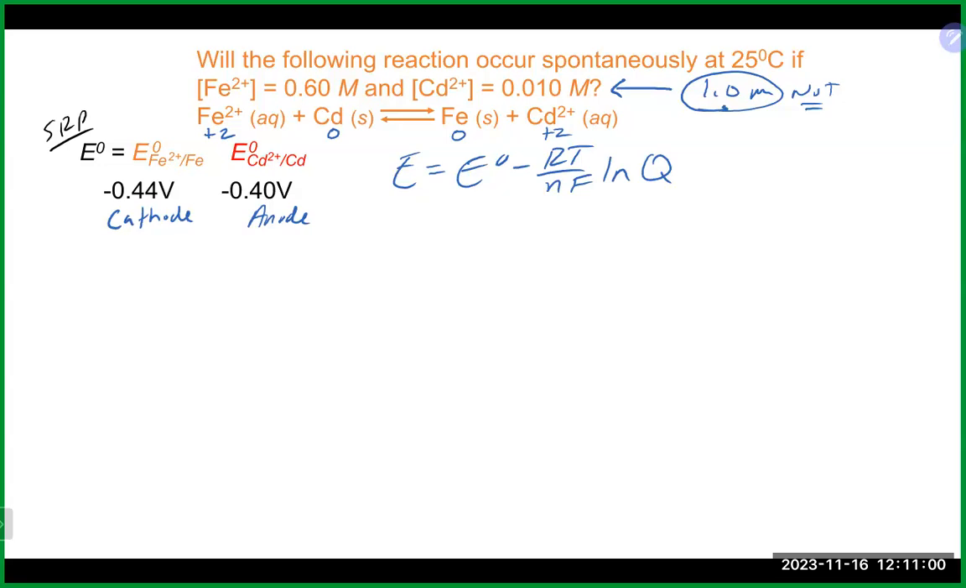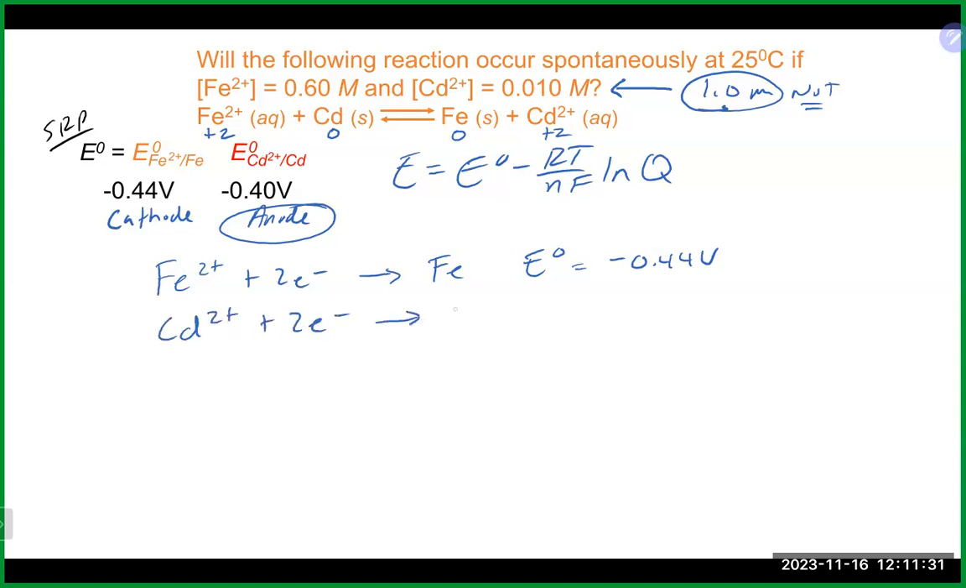So again, you want to make sure that you do look at it. So if we write the reactions, which were given to you in the handout, they won't always be given to you. What we have going on here is our cathode is just the way we would find it in the table, which would look something like this. And that's going to give me this, and our E would be minus 0.44 volts. Once again, when we look in the table, we will find this reaction given to us with our E value of minus 0.40 volts.